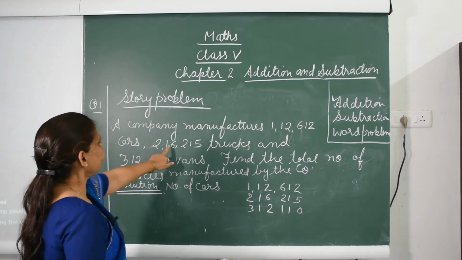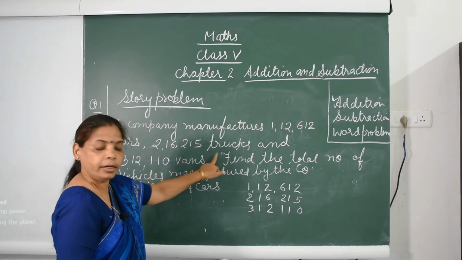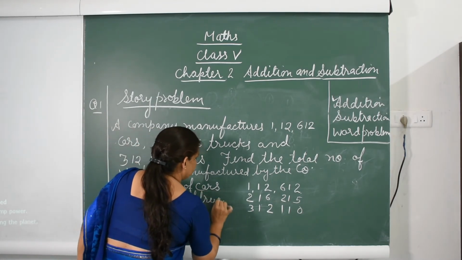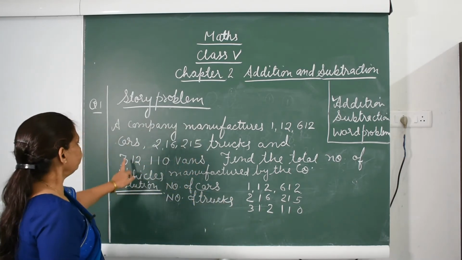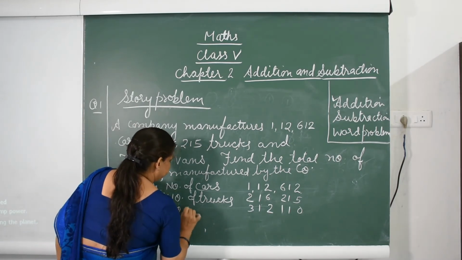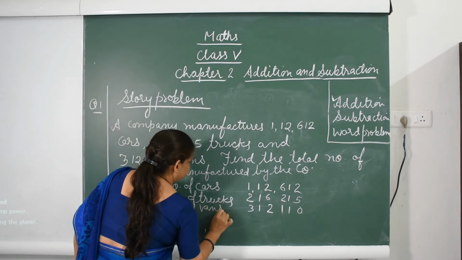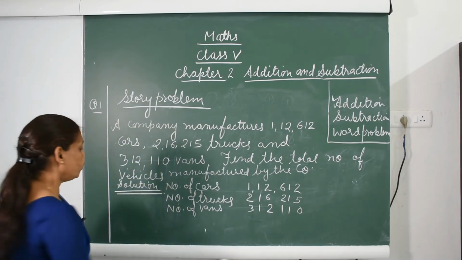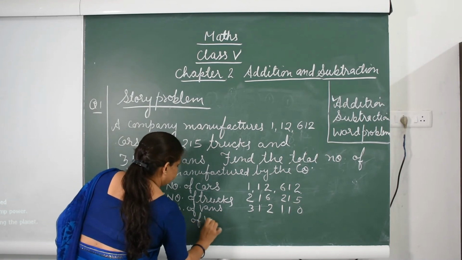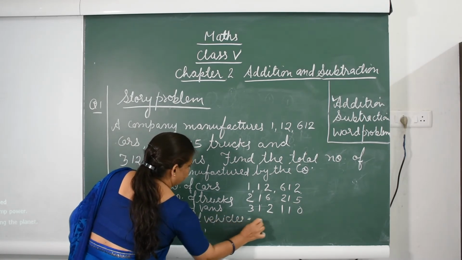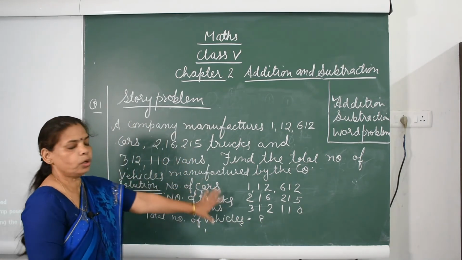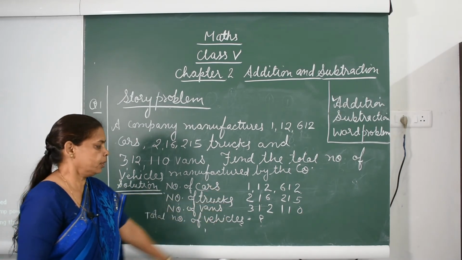And this number, 2,16,215, number of trucks. Now third, 3,12,110, number of vans. And what you have to find? Total number of vehicles. ये आपको फाइंड करना है. तो what you have to do? Total number. That means you have to add all these three numbers.